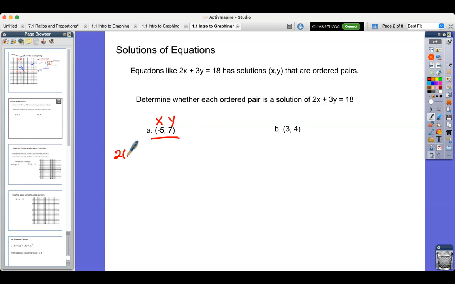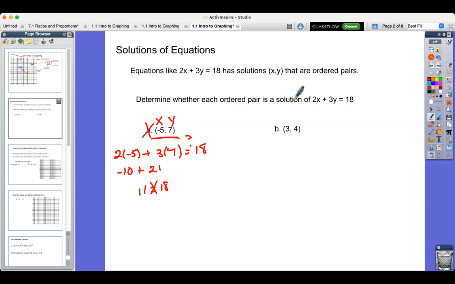So we have 2 times -5 plus 3 times 7. Does that equal 18? I'm going to put a question mark here, because we're not sure. Let's double check. 2 times -5 gives us -10. 3 times 7 is 21. -10 plus 21. What does that give us, class? That gives us 11. Does 11 equal 18? No. So this ordered pair does not work.